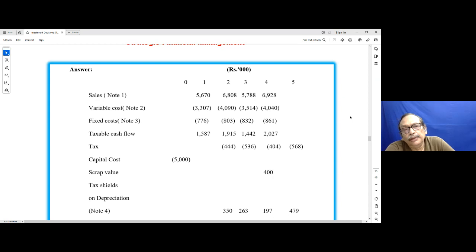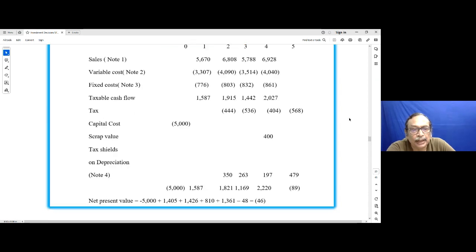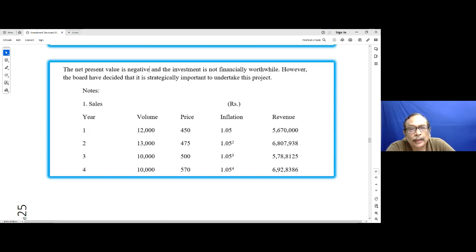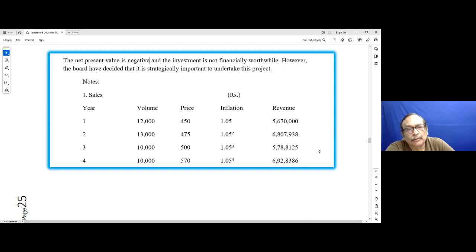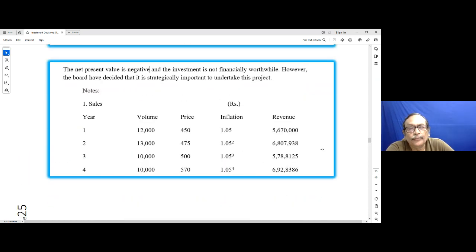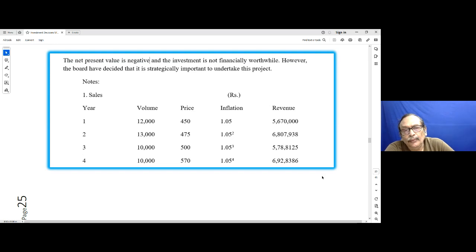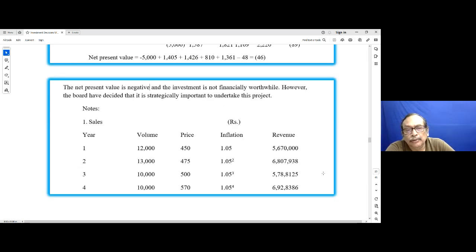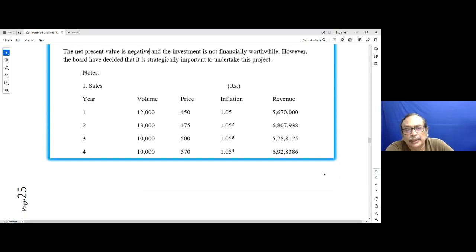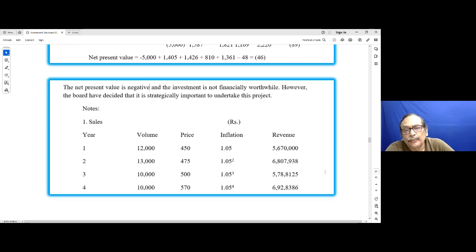So first I am just going through this, then we will be coming to the working notes, because once you do the working notes, then you are in a position to construct this. Now we are going to consider sales as per working note 1. Sales for years 1, 2, 3, 4: volume is 12,000, 13,000, 10,000 and 10,000. Selling price is 450, 475, 500 and 570.